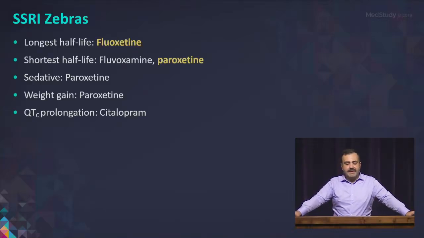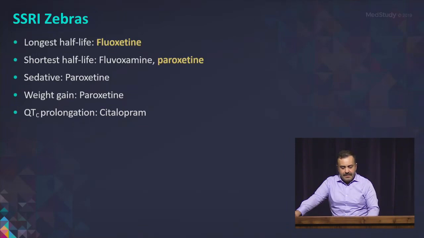There are zebras in psychiatry, so I listed all the zebras for SSRIs for you. Remember, the longest half-life SSRI is fluoxetine. The shortest half-life is fluvoxamine and paroxetine. Paroxetine tends to show up on questions on the board often. Most SSRIs are not sedative except paroxetine. Paroxetine also causes the highest amount of weight gain, and the QTc topic again here, citalopram can cause QTc prolongation.